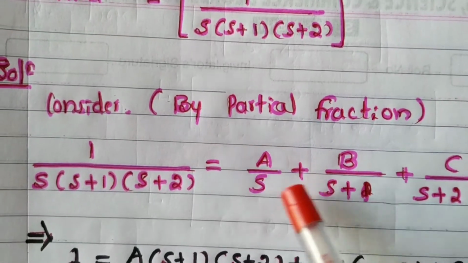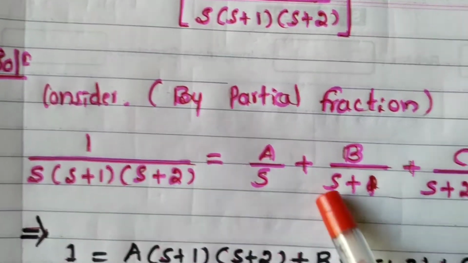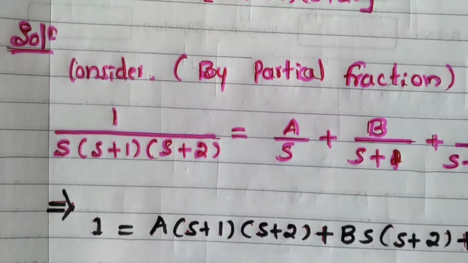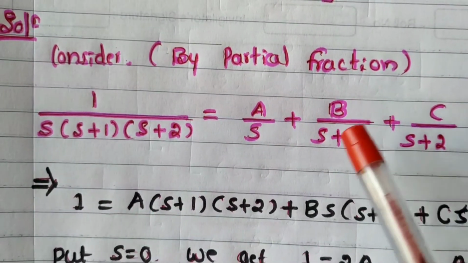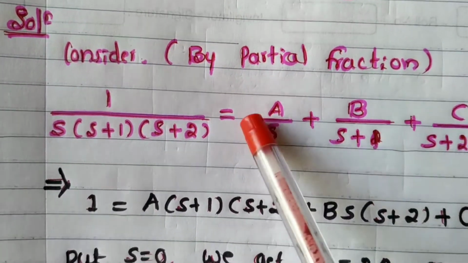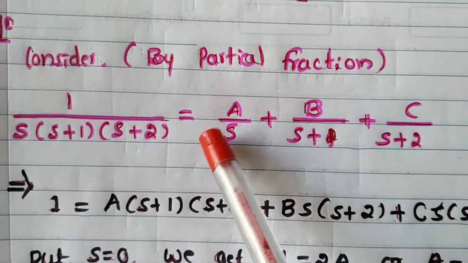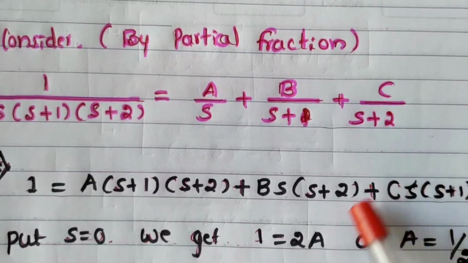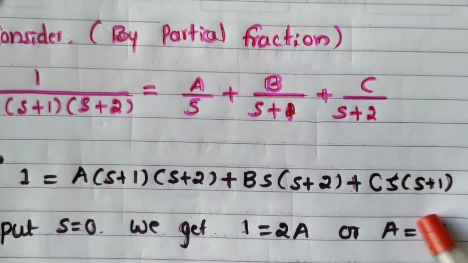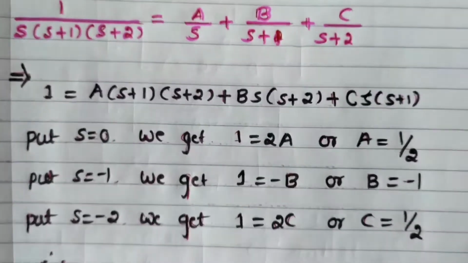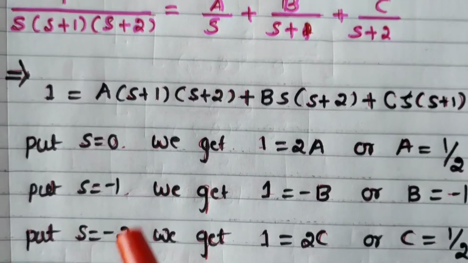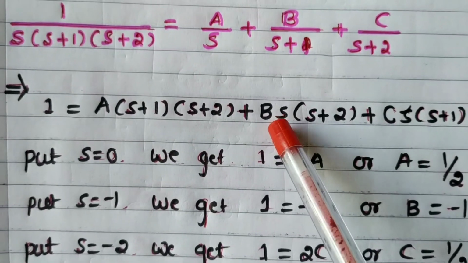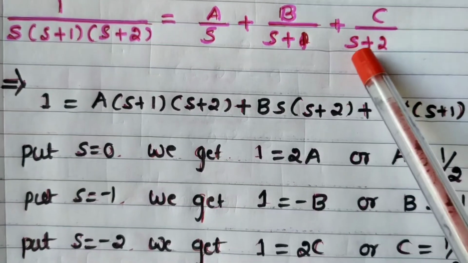Whenever the LCM has been taken, the denominators of LHS and RHS are the same. Cancel them. What are you left with? 1 is equal to a into (s plus 1) into (s plus 2) plus b into s into (s plus 2) plus c into s into (s plus 1). So I want to find the values of a, b, c. For that, there are three linear factors: s, s plus 1, s plus 2.